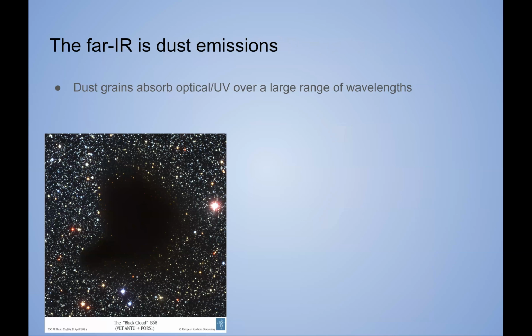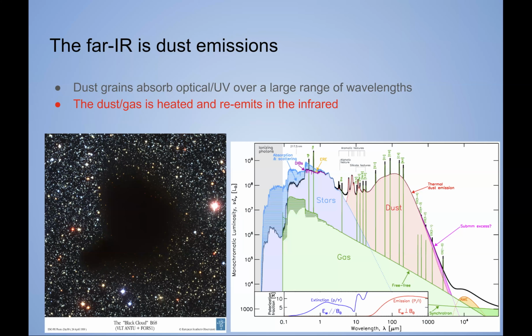And so what's going to happen is the dust grains near the stars will absorb the optical and UV over a pretty large range of wavelengths, and that will heat the dust and gas and re-emit it in the infrared. So in this plot here, this blue region represents the energy that's taken a bite out of the star. The optical UV light from the forming stars gets re-emitted in this red region here just due to dust thermally heating. And on top of that, you can see that we have these spiky fine structure lines.